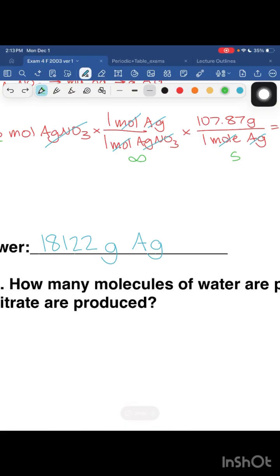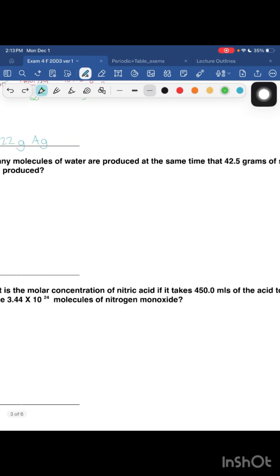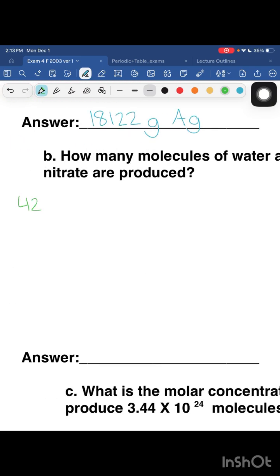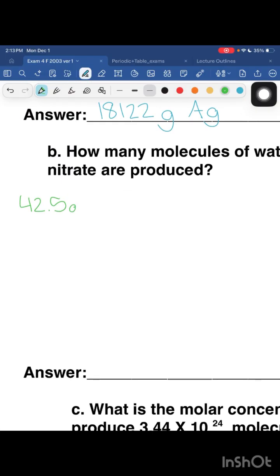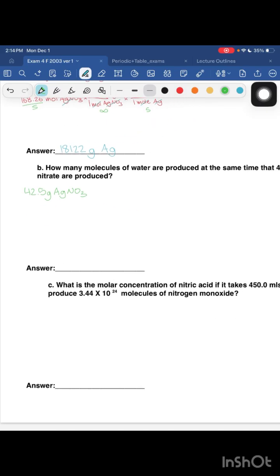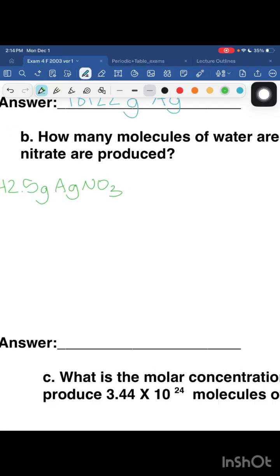So that is where I cut it off. In the next question, it says I have 42.5 grams of silver nitrate produced. And it's asking how many molecules of water are produced at the same time.